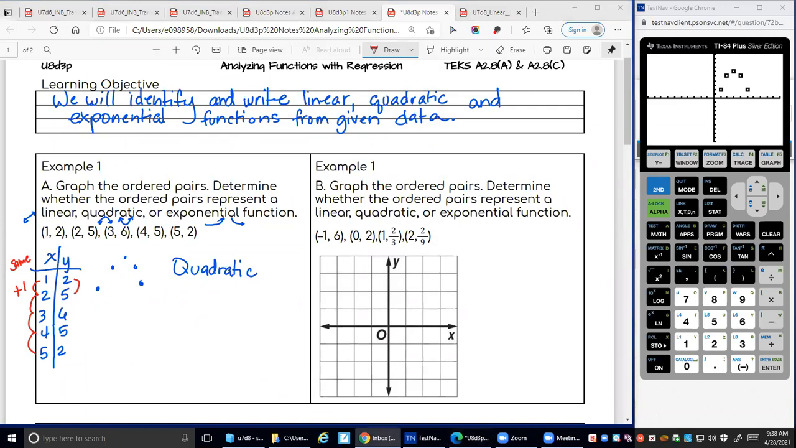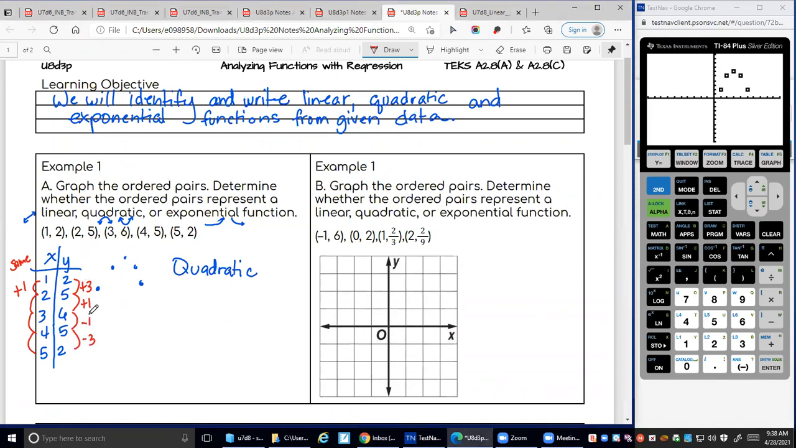3, right? And then the next time it's just increasing by 1. So I can definitely eliminate linear, right? Linear always had the same thing every single time. Now all of a sudden I'm going down. And I'm going down by 1. And then I'm going to go here. I'm going down by 1 and I'm going down by 3.